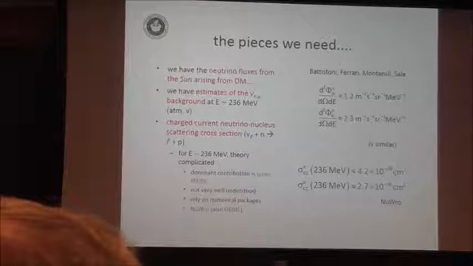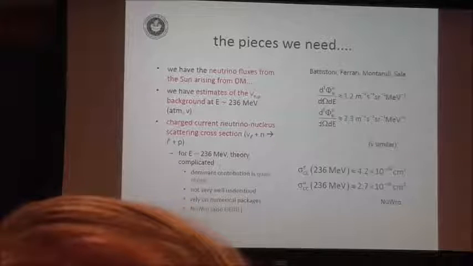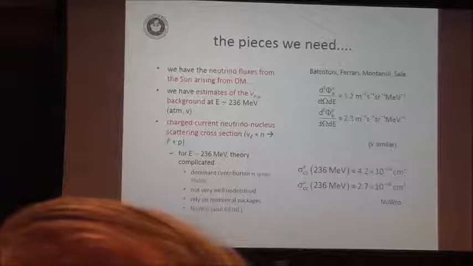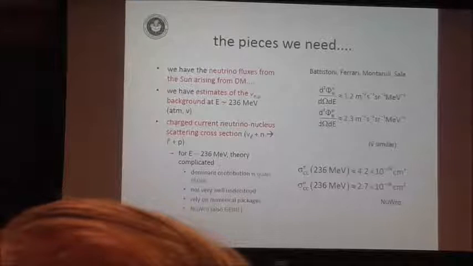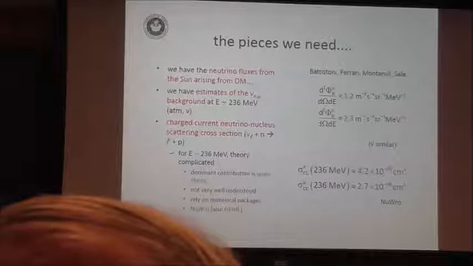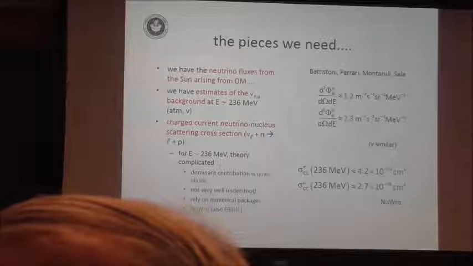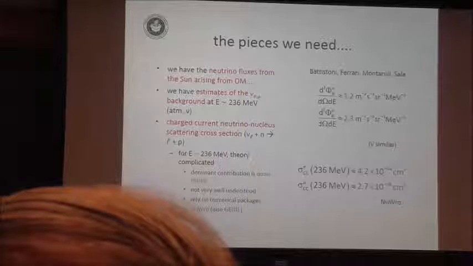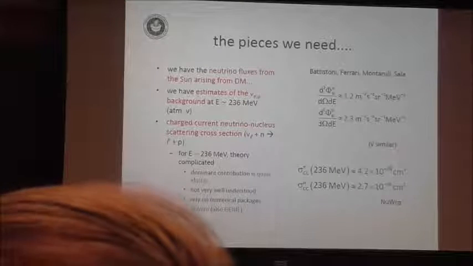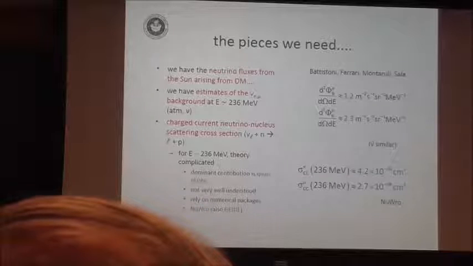So the last thing you need is essentially the effective area of your detector for these signal and background neutrinos, which essentially amounts to knowing the charge current neutrino-nucleus scattering cross section. That is just an incoming neutrino scattering off one of the neutrons, converting it to a proton, and you get a charged lepton coming out. For this energy range at 236 MeV, this is in some sense most complicated theoretically, because you're not at a high enough energy, above a GeV, where it's deep inelastic scattering and you know that reasonably well. You're not at a low enough energy where the structure of the nucleus doesn't matter so much. That's relatively well understood.